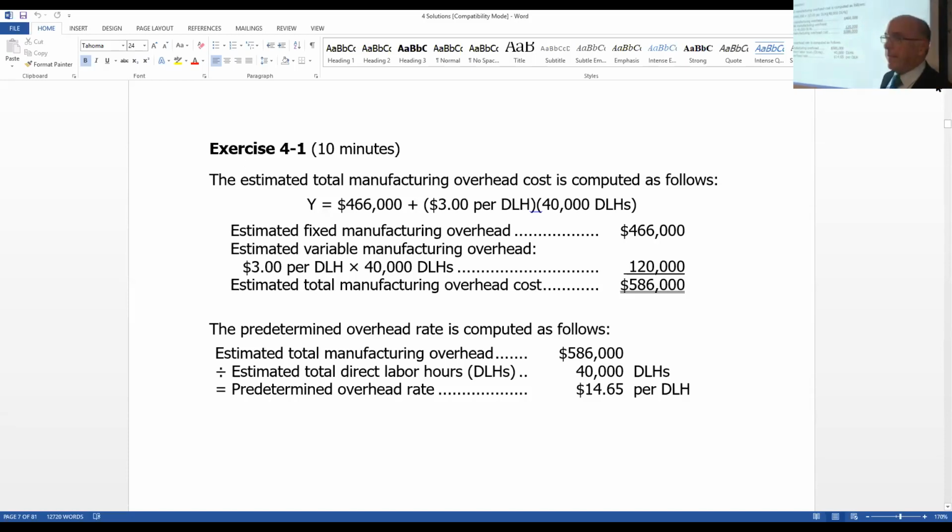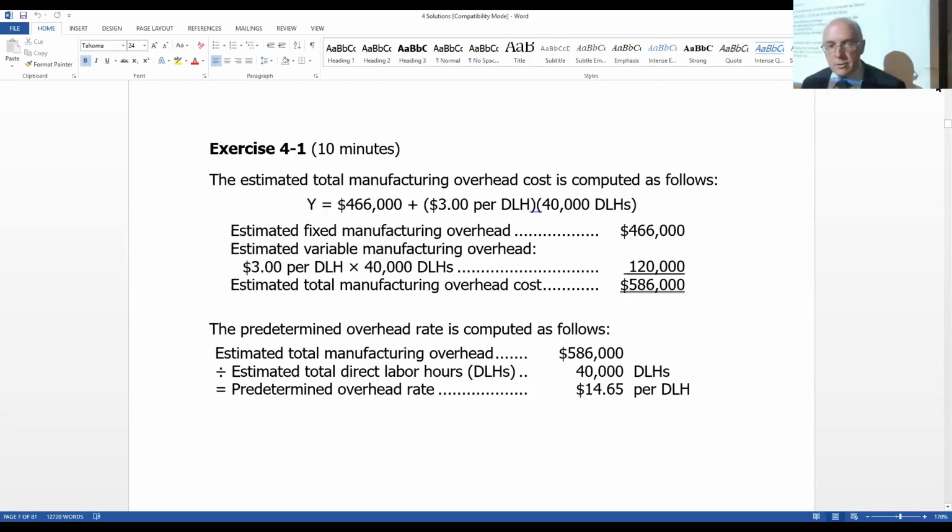So for any level of activity, you can estimate your total cost using that formula, y equals a plus bx, where y is the total cost, a is the estimated fixed cost, and the bx would be, in this case, whatever number they come up with times the number of labor hours. Then all that's combined pretty much in here, $14.65.